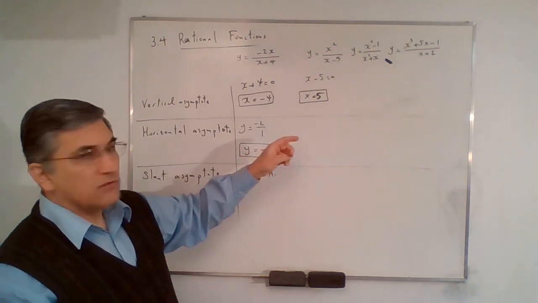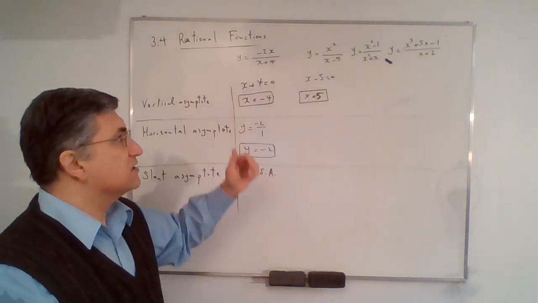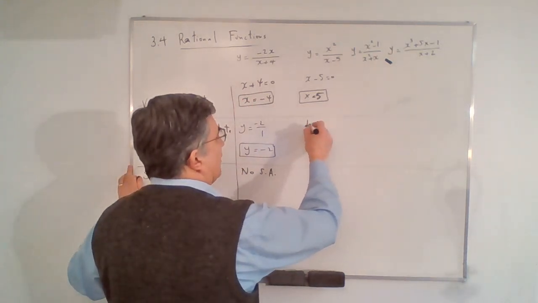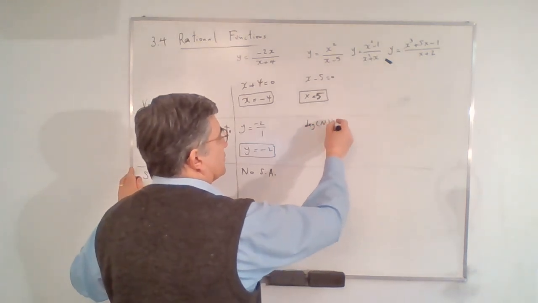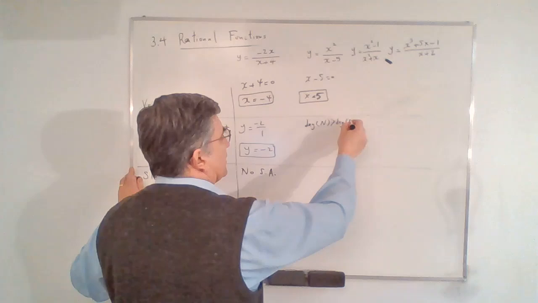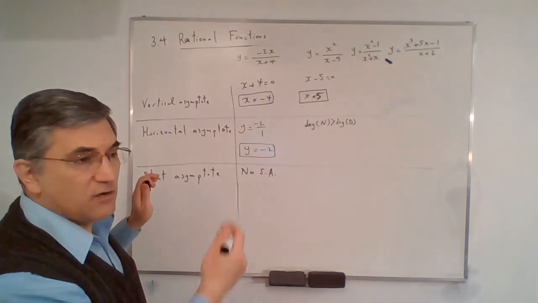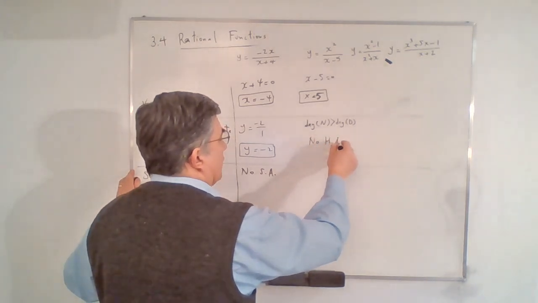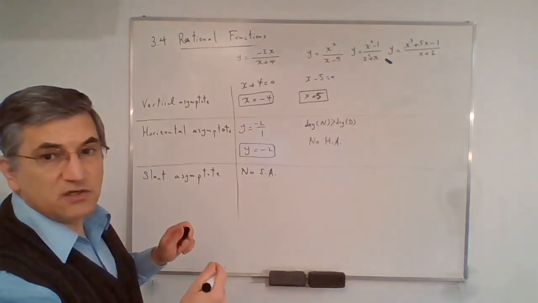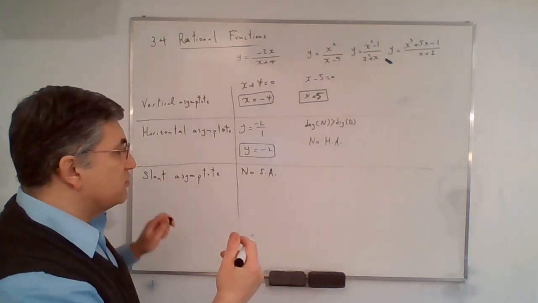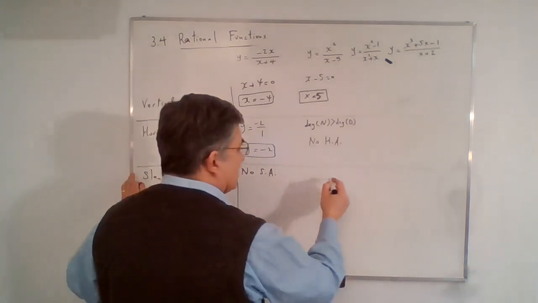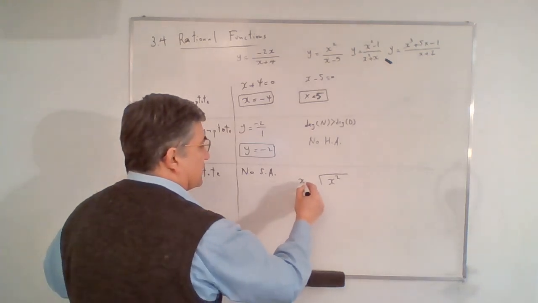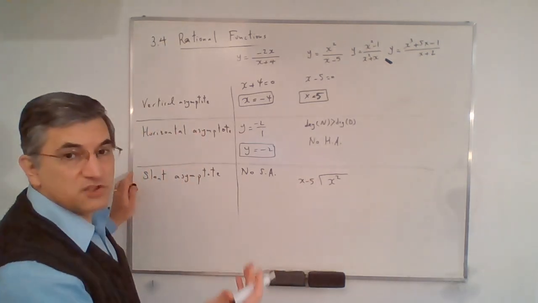Horizontal asymptote, well, we don't have one because the degree of the top is more than the degree of the bottom. So if the degree of the numerator in a rational function is more than the degree of the denominator, like the case is here, we don't have any horizontal asymptote. So I put no horizontal asymptote. Instead, because the degree of the top is one more than the degree of the bottom, we do have a slant asymptote. And in order to find it, if you recall in the advanced functions course, we have to use this so-called long division method.